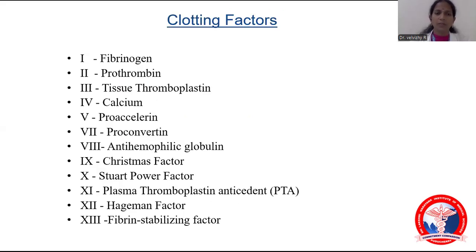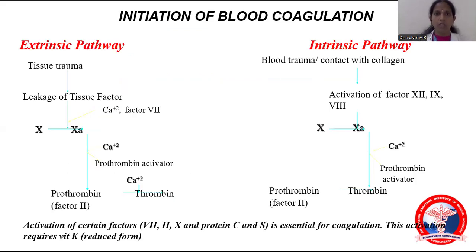For clotting factors, we have a total of 13 factors named 1, 2, 3, with the absence of factor 6. So in total we have 12 factors named from 1 to 13. The coagulation pathway has two pathways: one is the extrinsic pathway and the other is the intrinsic pathway. In the extrinsic pathway, when tissue injury occurs, it needs a factor from outside. It needs a tissue factor, and this tissue factor goes and activates the clotting factors. Whereas the intrinsic pathway does not require any external activation factor. If injury occurs, it directly activates the clotting factors and coagulation occurs.